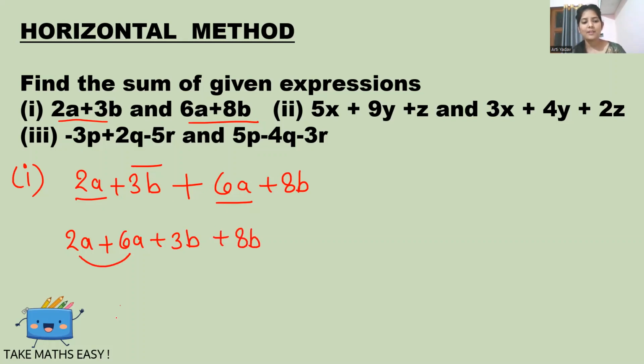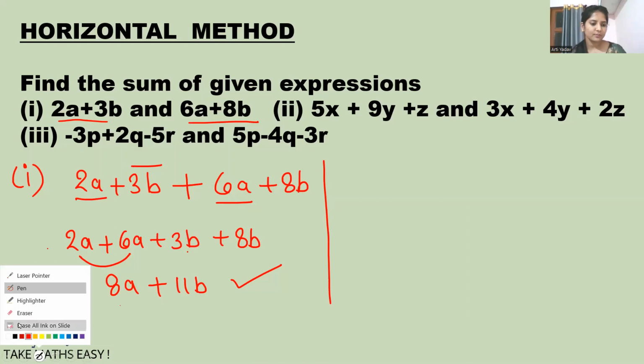Now 2a plus 6a will definitely be 8a, because like terms are added only with like terms. Okay, remember. So 2a plus 6a will be 8a and 3b plus 8b will be 11b. So this will be the answer. I have taken the same question so that there will not be any confusion. So in this way we do it in the horizontal method. We write the expression in one row and then we add. Now let's do the second question.